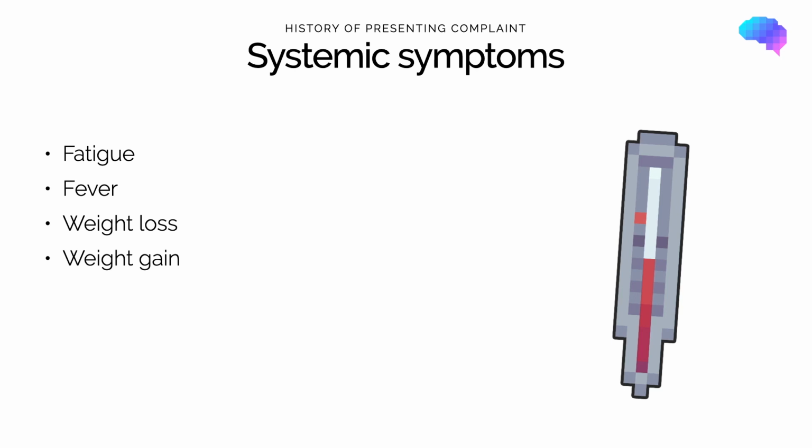Finally, let's discuss systemic symptoms. So, some examples of systemic symptoms include fatigue, fever, weight loss, and weight gain. Although these symptoms might not seem obviously connected to the cardiovascular system, they may still be relevant. Some examples include fatigue and weight gain in the context of heart failure, fever in the context of infective endocarditis or pericarditis, and weight loss and fatigue in the context of atrial myxoma.